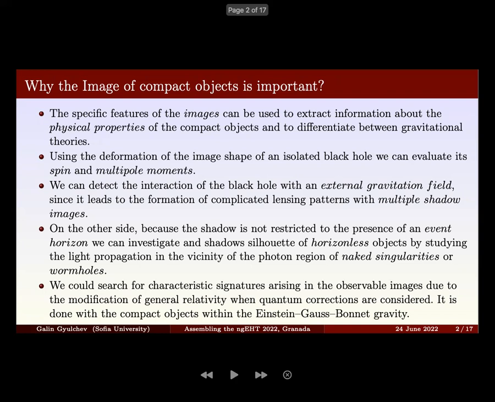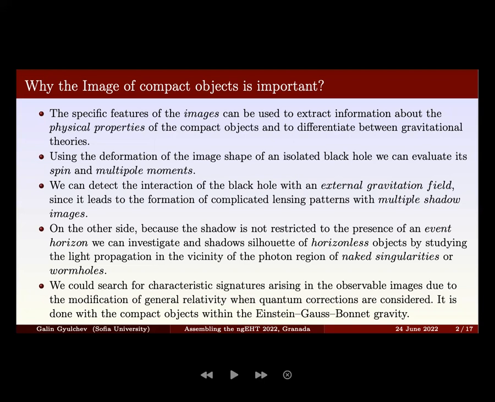What is so interesting when we consider this problem I'm going to talk about? Everyone knows that if we think about the image of a compact object, we have to consider the relativistic effects on light and the distribution of light near the compact object. According to theories of gravity, we have to know the physical parameters of the compact object: what is the mass, what is the angular momentum, does the compact object carry a charge, does it have a scalar field, and so on.